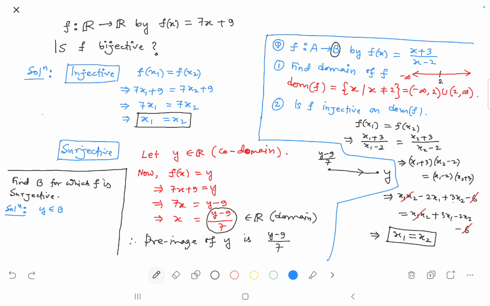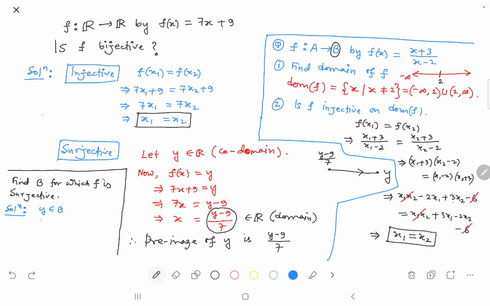First, you have to make a target. If you take any element from that collection, there is a preimage inside the domain. The domain is the whole collection except 2.